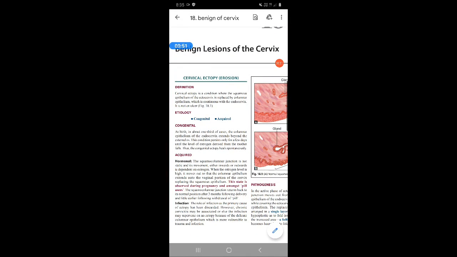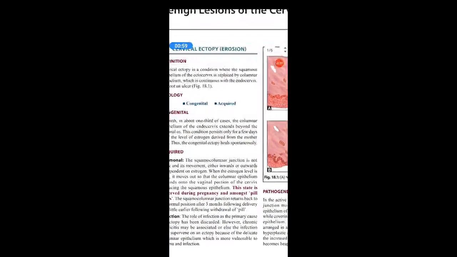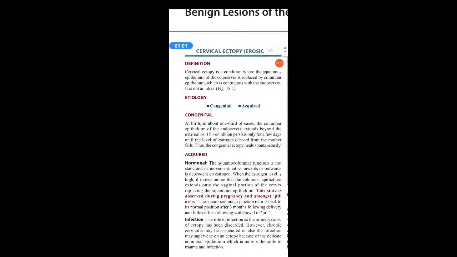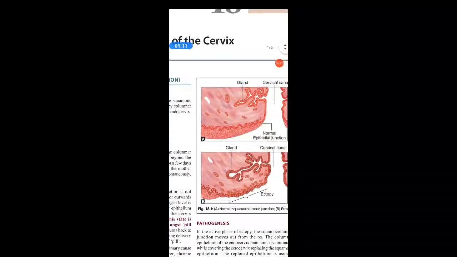So what do we mean by erosion of the cervix or cervical ectopy? The definition goes like this: cervical ectopy is a condition where the squamous epithelium of the ectocervix is replaced by the columnar epithelium, which is continuous with the endocervix. So it is not an ulcer. In diagram 18.1 you can see this.